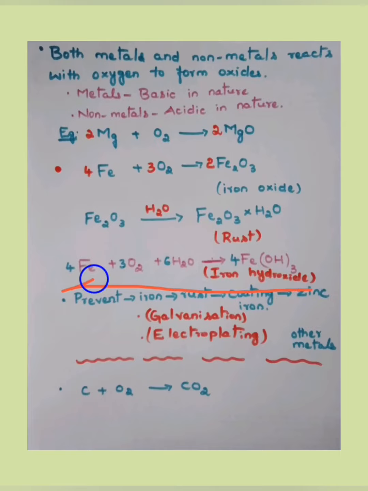4 Fe, so 4 Fe on the right hand side also. Then oxygen, 3 2s are 6, and here one more 6, so 6 plus 6 is 12 oxygen, so here also there should be 12, so already we have 3 4s are 12, yes. And hydrogen, 4 hydrogen plus 3, so 4 3s are 12, and on the left hand side 6 2s are 12 hydrogen, so it is a balanced equation.